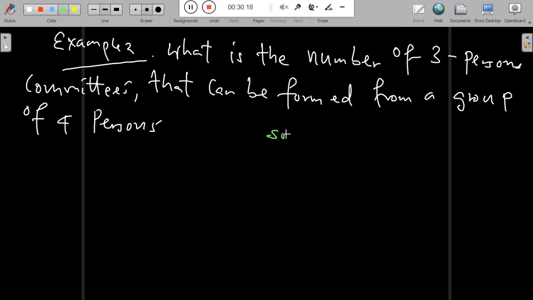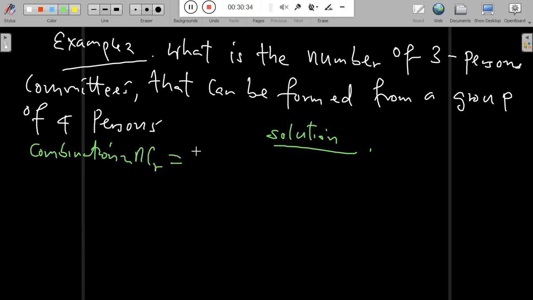Example number 2: what is the number of 3-person committees that can be formed from a group of 4 persons? Solution. So from combination, we take n combination r, which is n factorial divided by r factorial times (n minus r) factorial, as you observe.